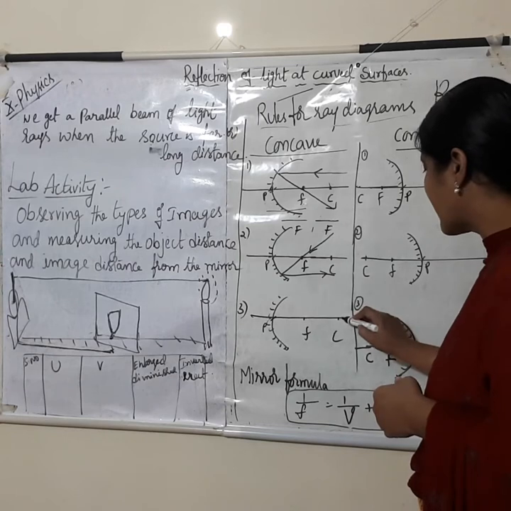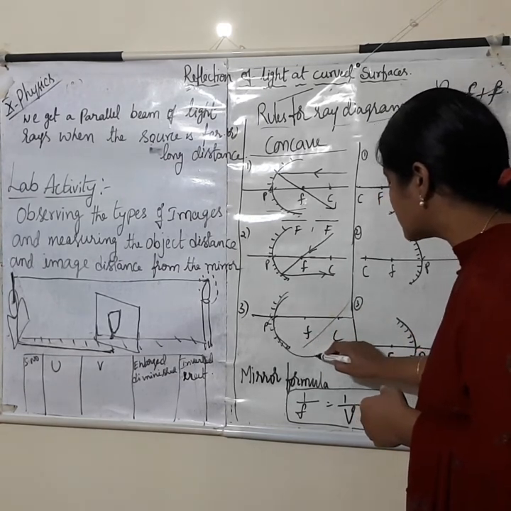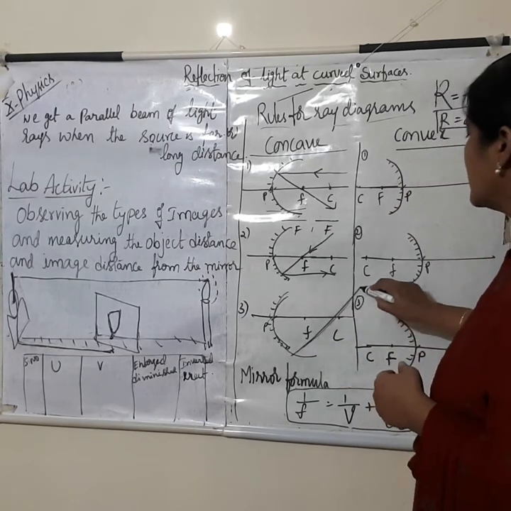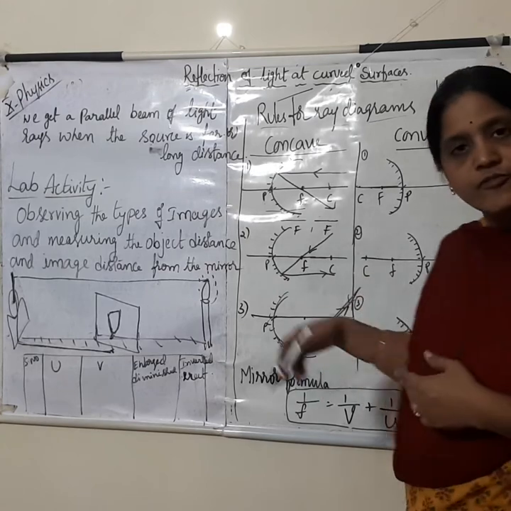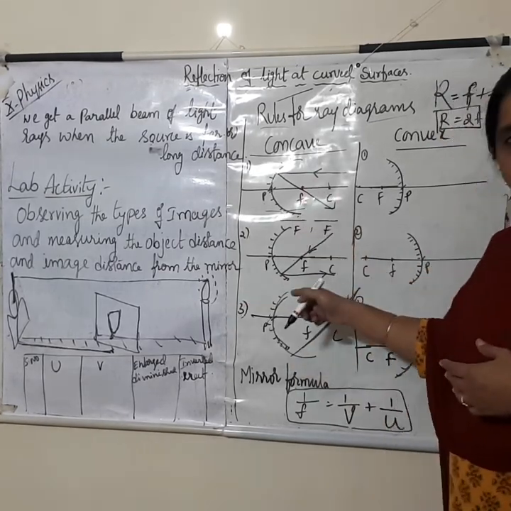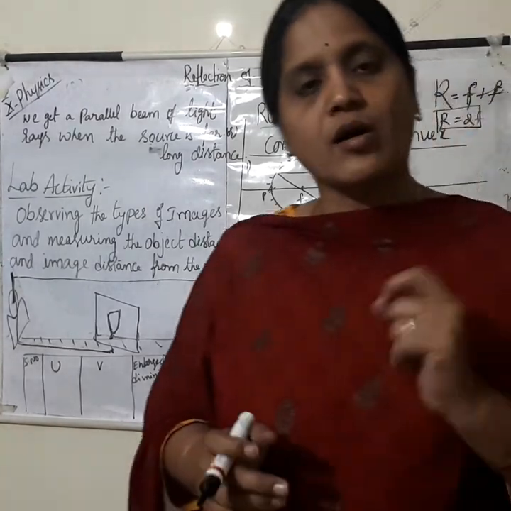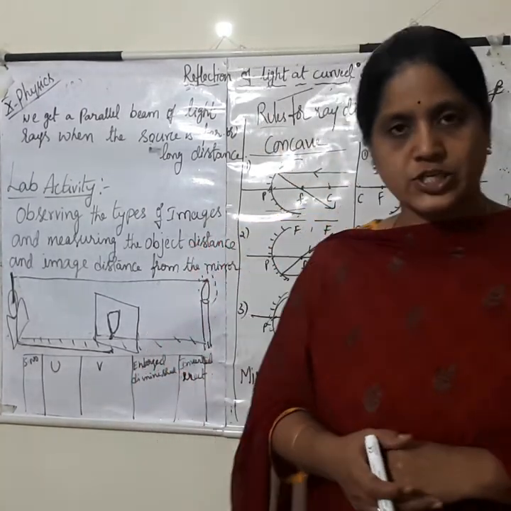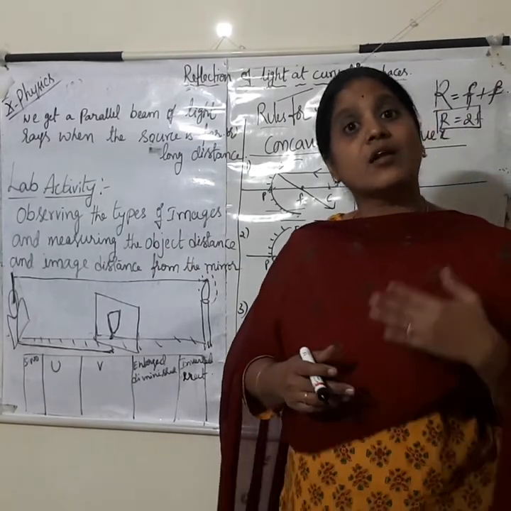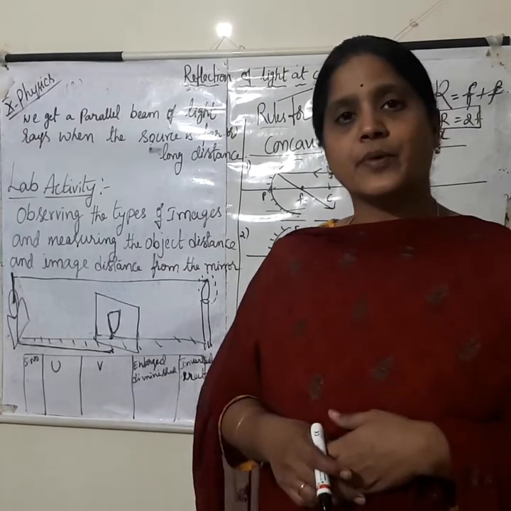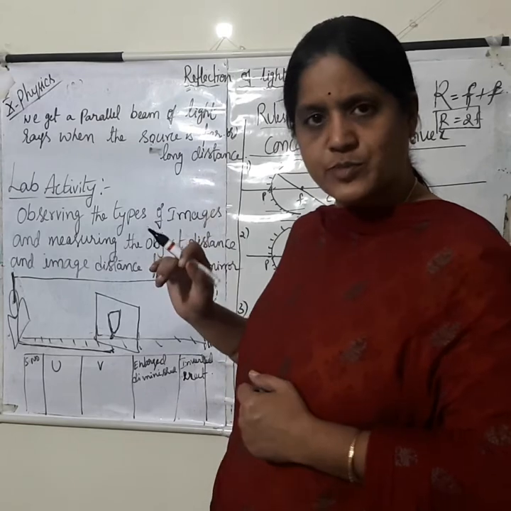And when a light ray is passing through the center of curvature, the reflected ray should also pass through the center of curvature. So based on these three laws, you must draw the ray diagrams for concave mirrors. Understand? Now, how to draw the ray diagrams for convex mirror? The same rules we have to apply for the convex mirror also.